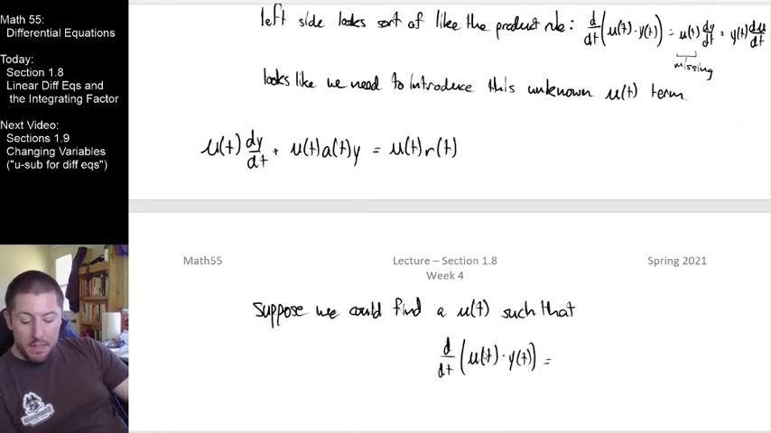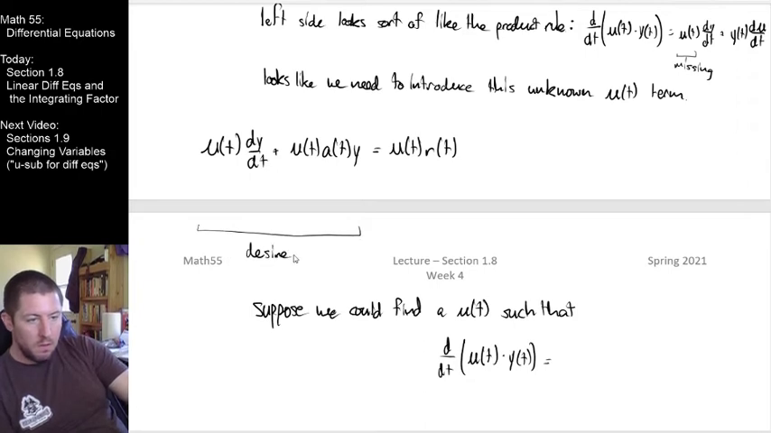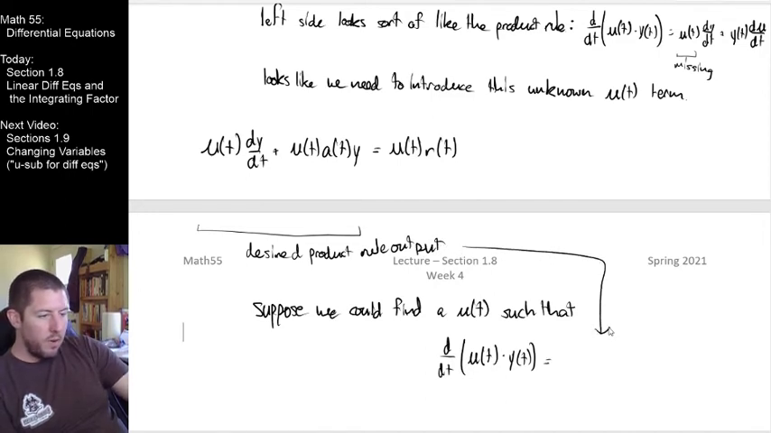Well, it looks like based on the statement that I just wrote right here, I want this. This is my desired output from the product rule, right? And the reason I'm writing that is because that's exactly what we're going to put right here. That's what we want to be getting out from this derivative right here.